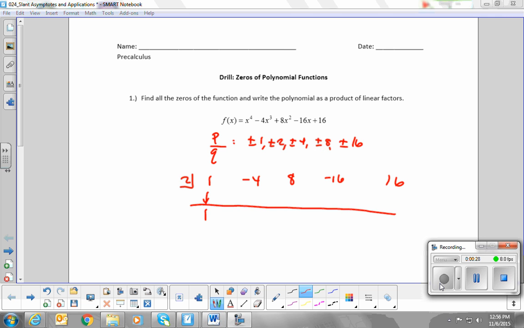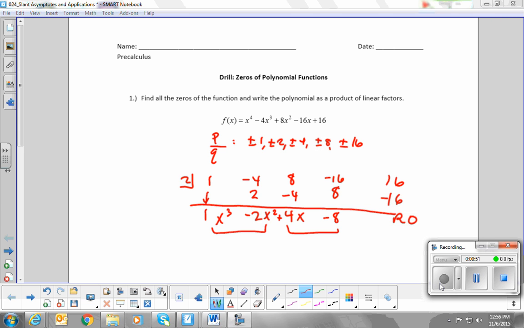Take me through it. 2, negative 2, negative 4, 4, 8, negative 8, 16, negative 16, 0. And then that's x cubed minus 2x squared plus 4x minus 8. And then we split that, or whatever.